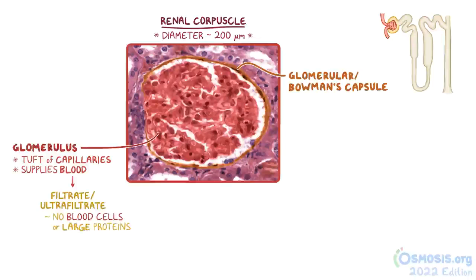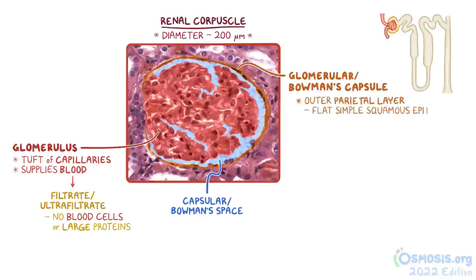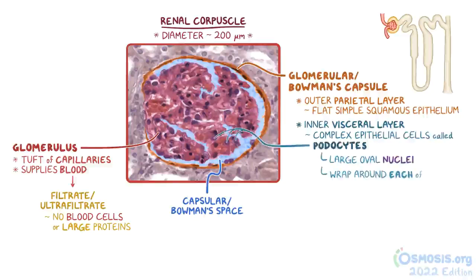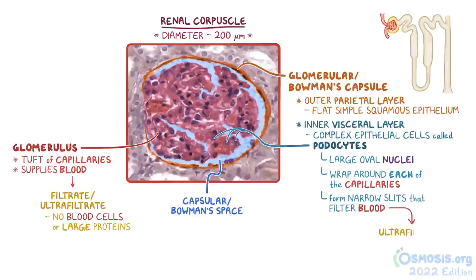The ultrafiltrate initially drains into the capsular or Bowman's space, which is actually the space in between the two layers that make up Bowman's capsule. The outer layer of the capsule is a parietal layer of flat, simple squamous epithelium, and the inner layer is a visceral layer of complex epithelial cells called podocytes. The podocytes have prominent large oval nuclei and cell bodies that wrap around each of the capillaries. The podocytes form narrow slits between the cells that filter the blood to form the ultrafiltrate.